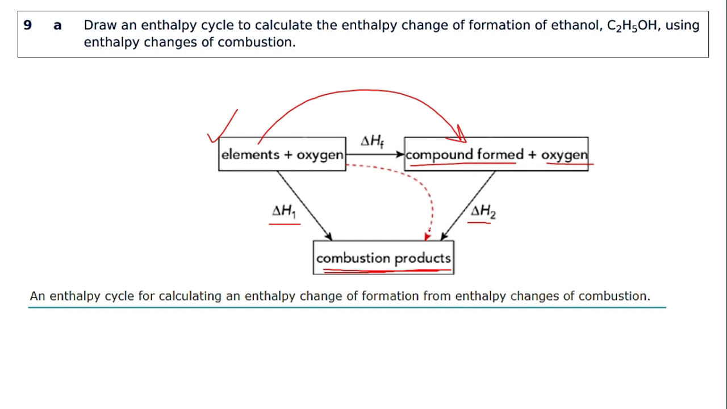So the same way we can just make this cycle for ethanol now. In place of the compound formed, we are going to write ethanol because ethanol formation we need here. And in case of the elements, we are going to write all the elements which are present in ethanol. So in ethanol, we have carbon, hydrogen, oxygen, three different elements. And we are going to have a balanced equation at the end. And at the end, here we are going to write the combustion product.